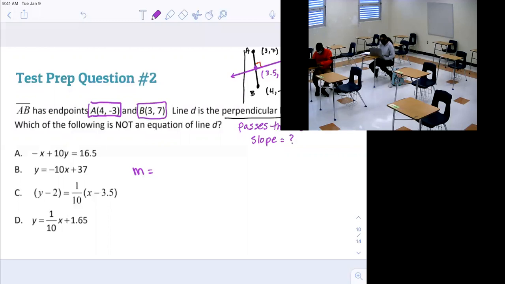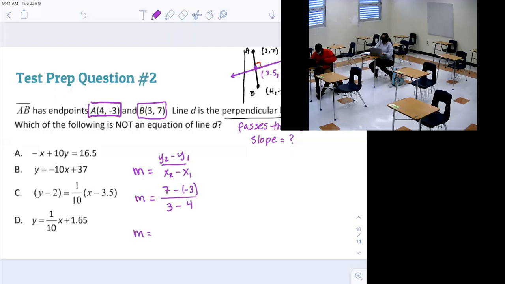It would be flipped. It would be the opposite reciprocal. So let's start with just the slope formula. You guys are doing really well. So let's keep this up. We're almost there. What's y2? 7. Good. y1? -3. Good. x2 is 3. And x1 is 4.